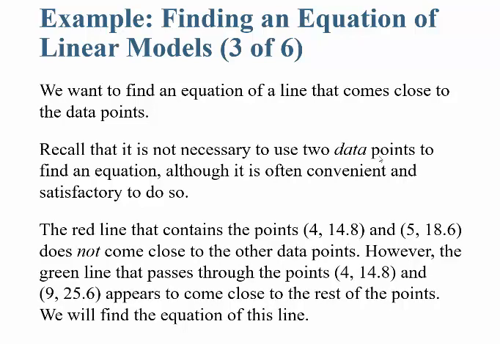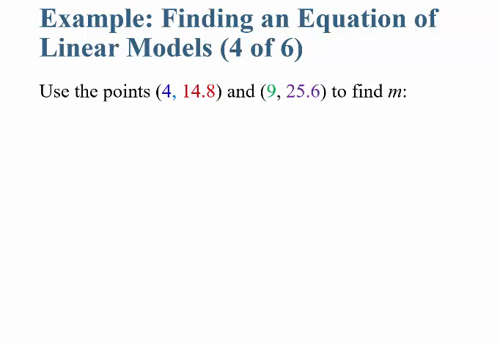So the red line contains the first 2 points, but does not come close to the other data points. However, the green line, as I said, that passes through the points 4, 14.8 and 9, 25.6 appears to come close to the rest of the data points. So we'll use these points to find the equation of the line. All right, so we've got the 2 points. Remember, this is my t and p, or x and y.